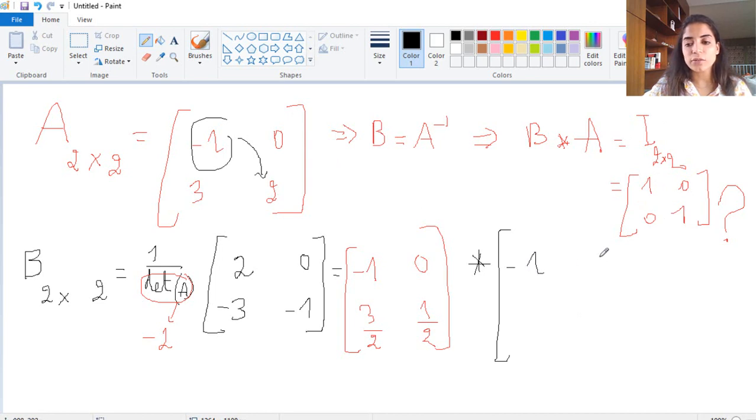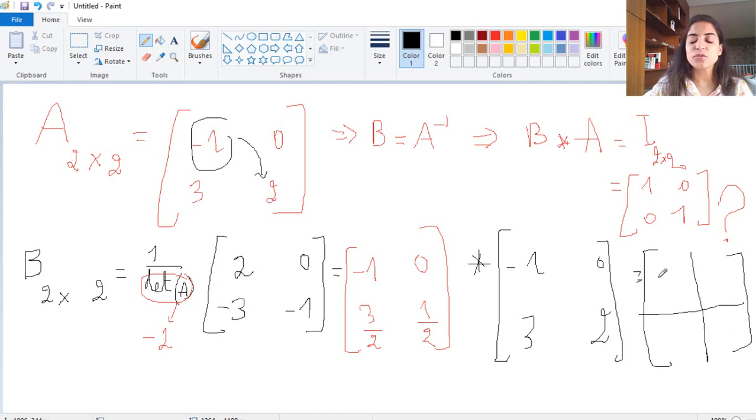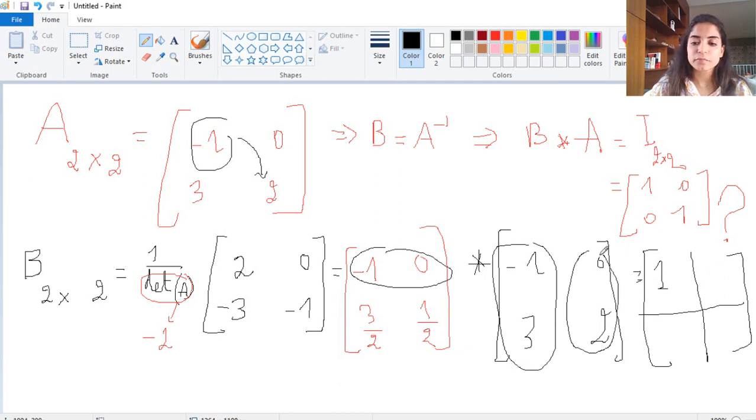So minus 1, 0, 3 over 2, 1 over 2, times minus 1, 0, 3, 2. Of course, guys, 2 by 2 times 2 by 2 is a valid multiplication, and the answer will also be a 2 by 2. Now, the first element is 1, 1, which means I should do the first row with the first column. So minus 1 times minus 1 is 1, plus 0 times 3 is 0. So it is 1 plus 0, which is 1. Now this element is 1, 2, which means the first row, second column. So it's obvious that this element will be 0: minus 1 times 0 is 0, plus 0 times 2 is 0.